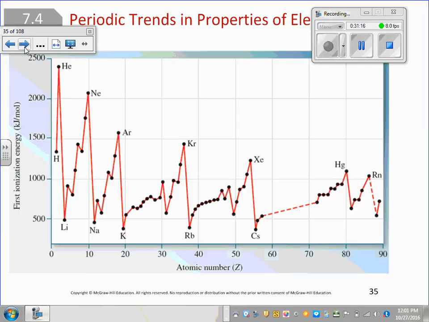So you can see lithium, beryllium drops down for boron, and then it goes up for carbon, nitrogen, falls for oxygen, and then it goes back up for fluorine and then neon. And that's repeated. So you can see the general trends. In general, the ionization energy increases, except for those special cases. The first ionization energy.